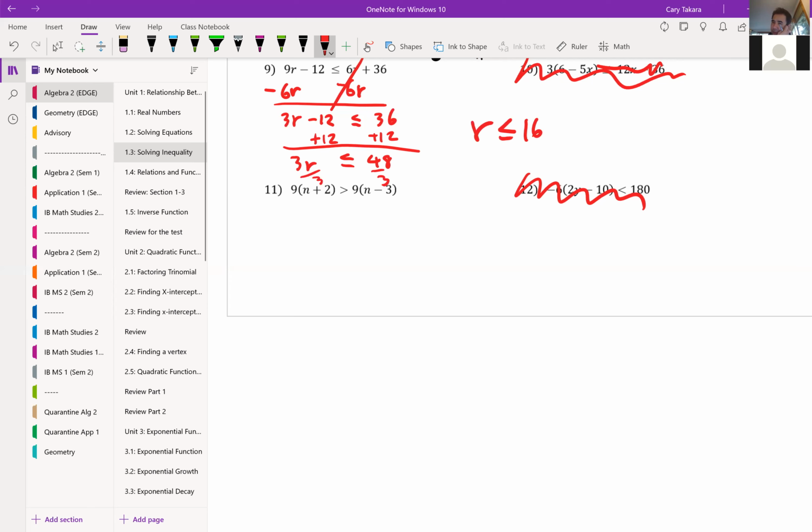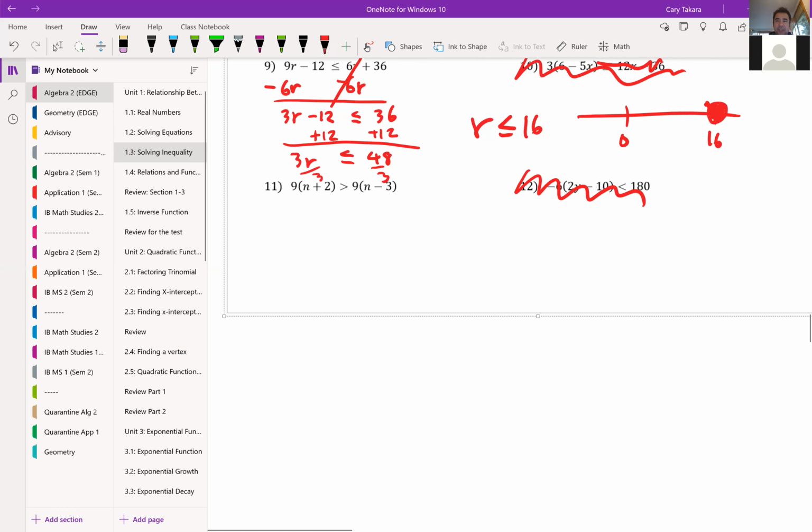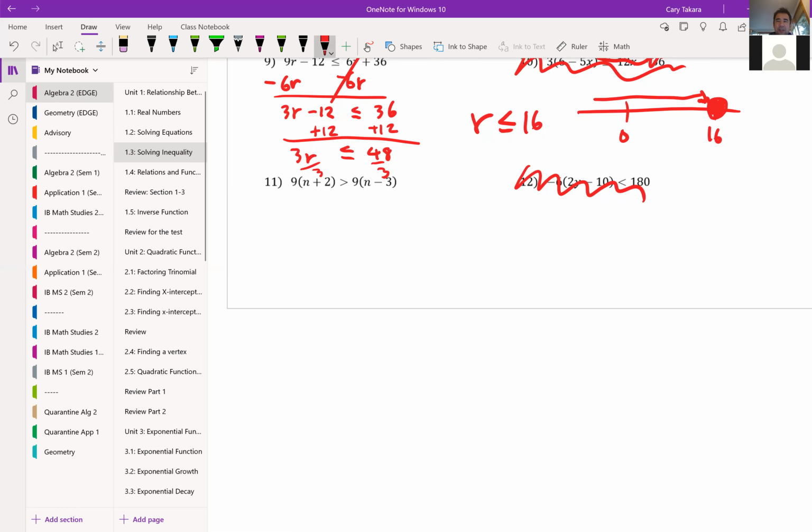Thank you. And then 16 is over here. Is it open circle or closed circle? It's going to be closed this time because there's an equal sign right there, okay? Then we're going to shade to the right or left. We're going to shade to the left.